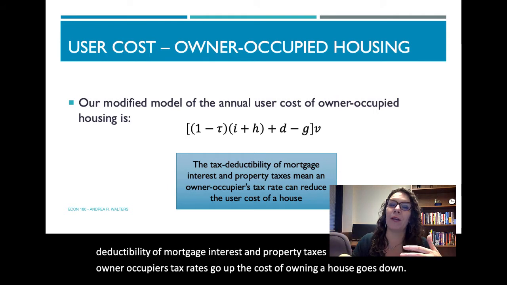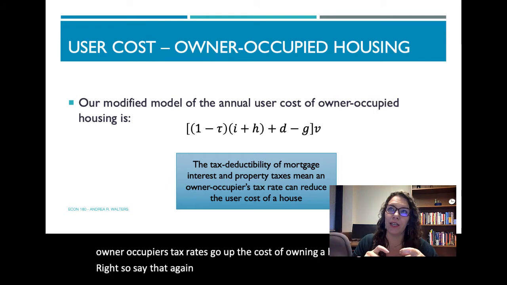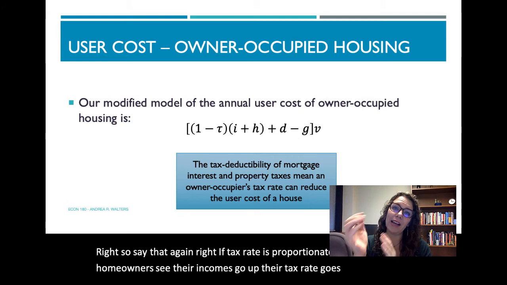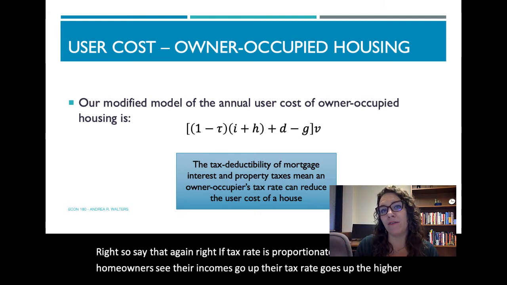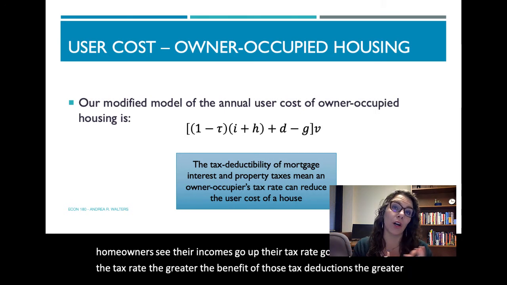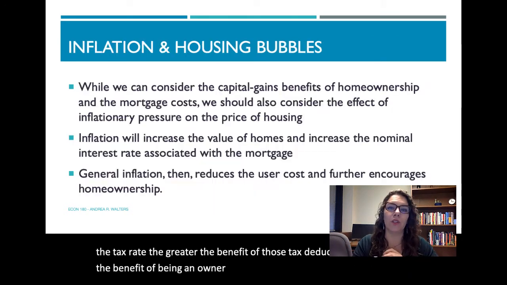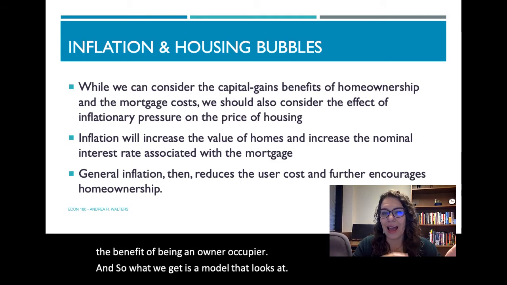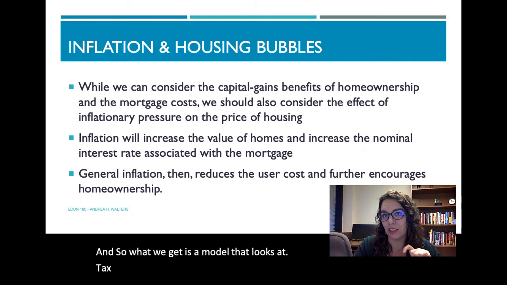So say that again, right? If tax rate is proportionate to income, as homeowners see their incomes go up, their tax rate goes up. The higher the tax rate, the greater the benefit of those tax deductions, the greater the benefit of being an owner-occupier. And so what we get is a model that looks at tax rate as the driver of that decision of whether to own or rent.